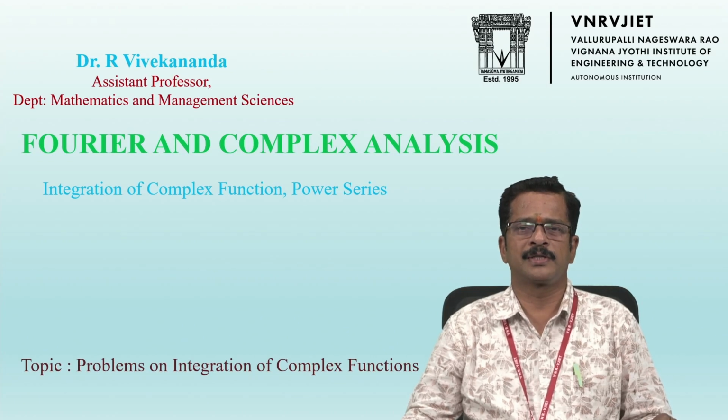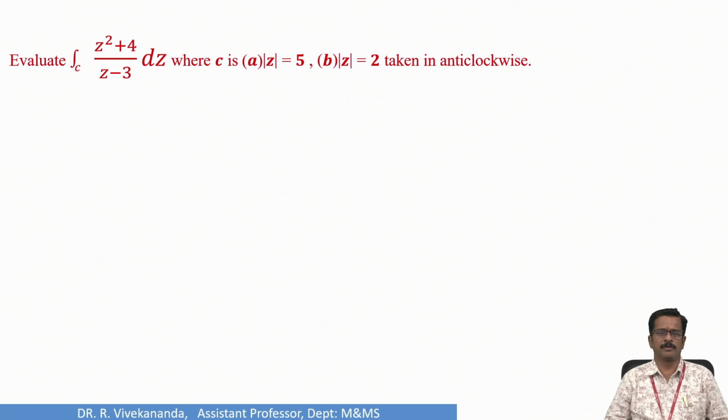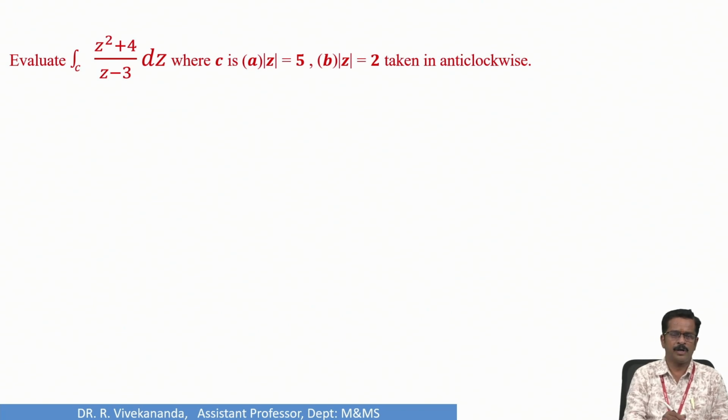Today I am going to give a lecture on the course of Fourier and Complex Analysis, Unit 3, Integration Function and Power Series. The topic is we are going to discuss problems on integration of complex functions using Cauchy's integral theorem and Cauchy's integral formula. Evaluate the integral over C of (z square plus 4) by (z minus 3) dz, where C is given by two curves: mod z equals 5 and mod z equals 2.